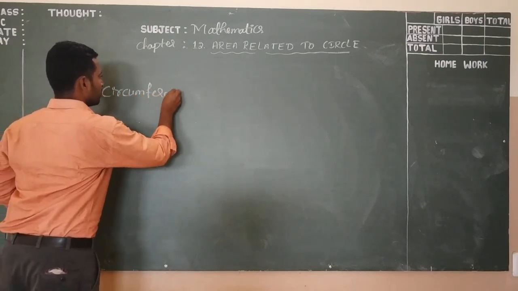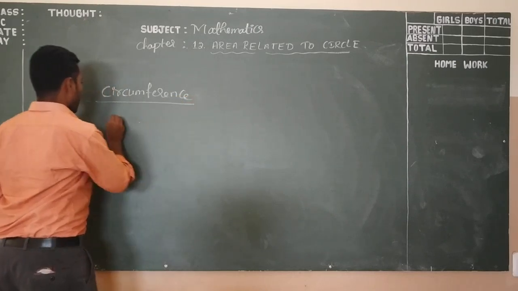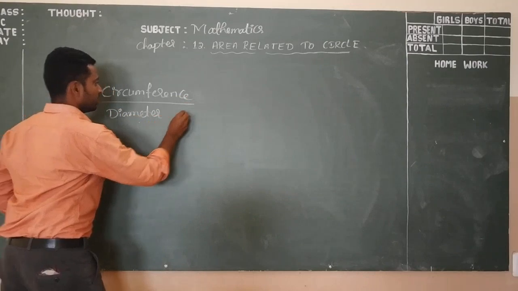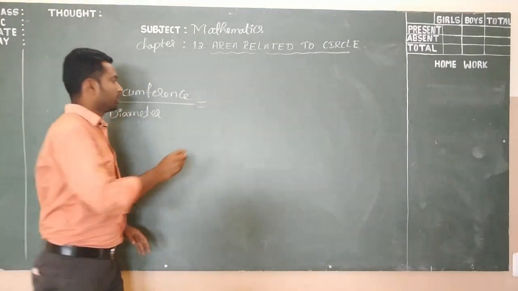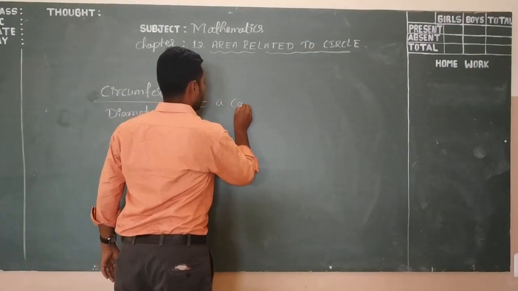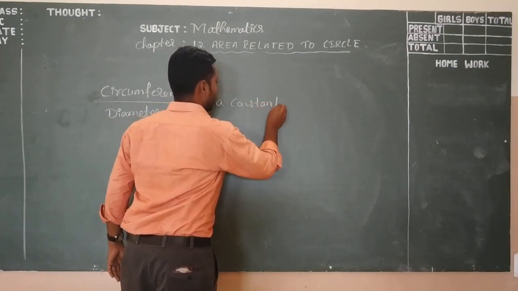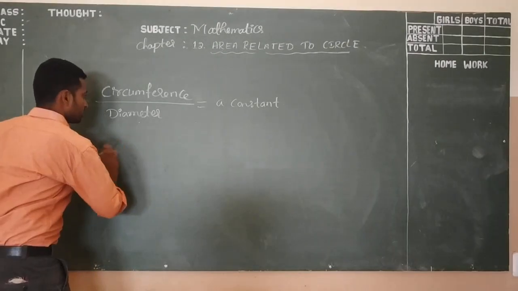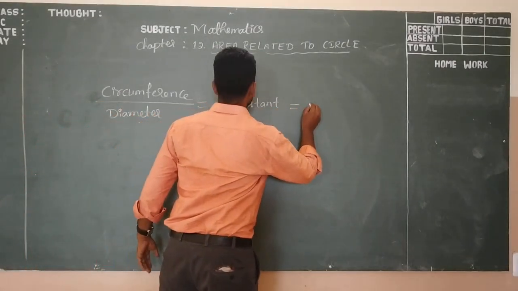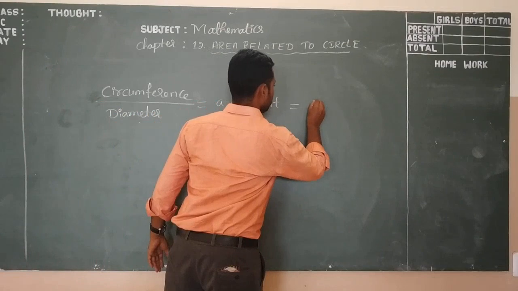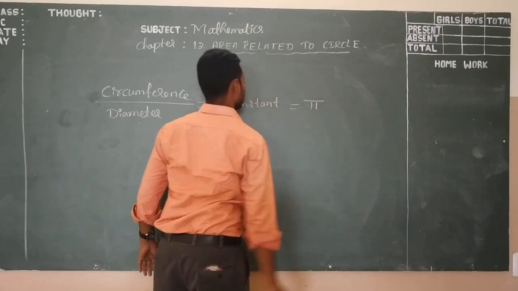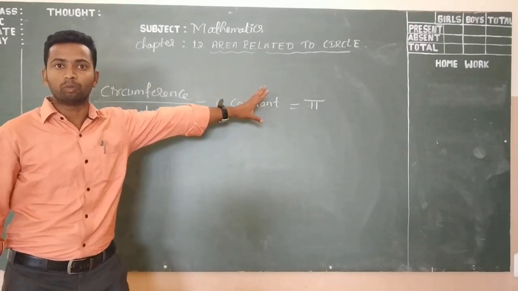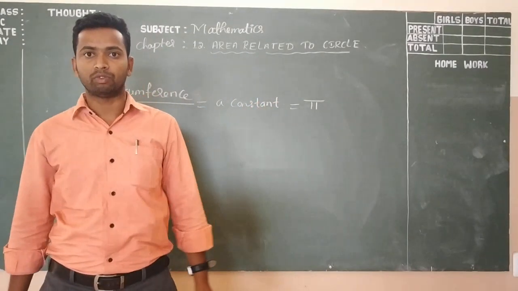The ratio of circumference to diameter is equal to a constant, which we call pi. Okay, so this is pi. The value of pi is 22/7, which is about 3.142.